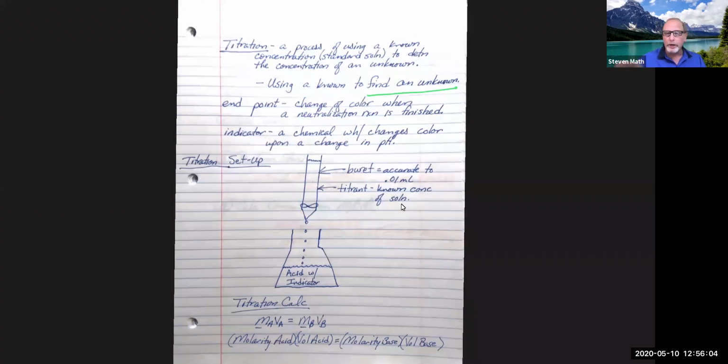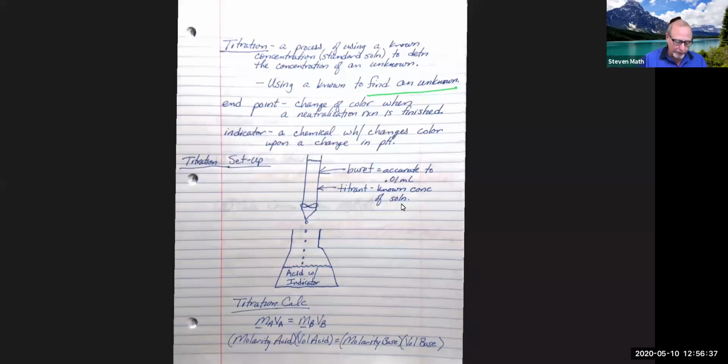And one of the ways we're going to know that we've solved this is we're going to look for this thing called an endpoint. And endpoints are changes in color because we added a substance called an indicator. Now, indicators are things like phenolphthalein. You may have heard of that one before. It's a chemical which, when the pH changes, the color of the solution will change. And I'm hoping to get a video here to show you some indicator color changes. They're really quite pretty and kind of cool to watch as they occur.